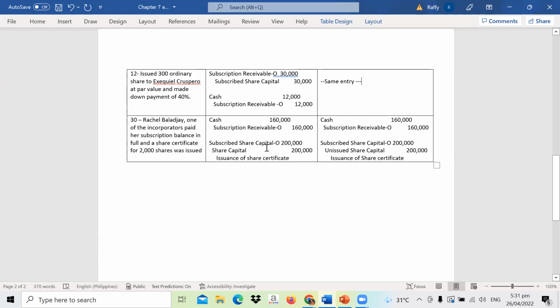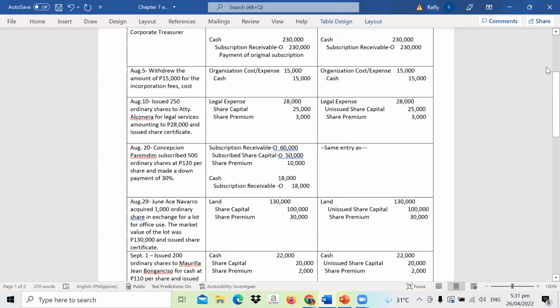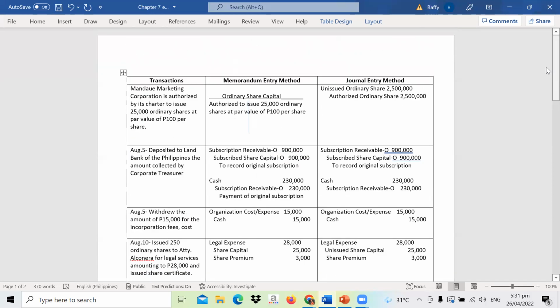And then for the issuance of the certificate, since the subscription has already been fully paid, under the memorandum entry method, you debit subscribed share capital ordinary, 200,000. And then you will credit share capital, 200,000. Under the journal entry method, this will be your entry. Debit subscribed share capital, 200,000. Credit unissued share capital, 200,000. Okay? So I do hope you have learned something regarding the two methods, the memorandum entry method and the journal entry method.